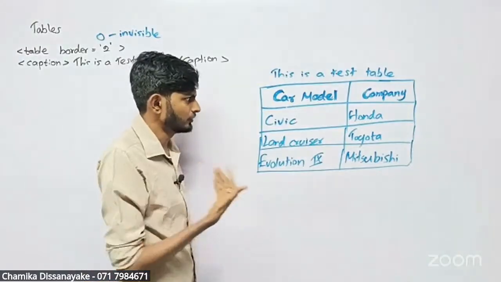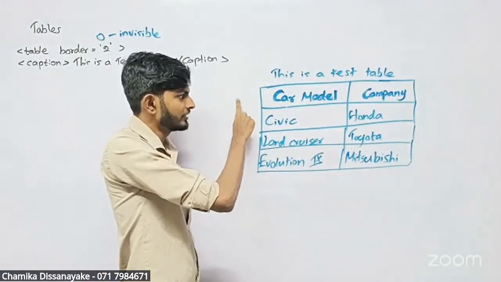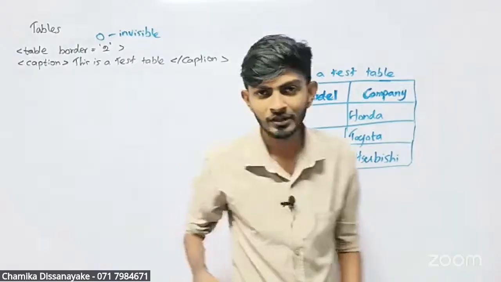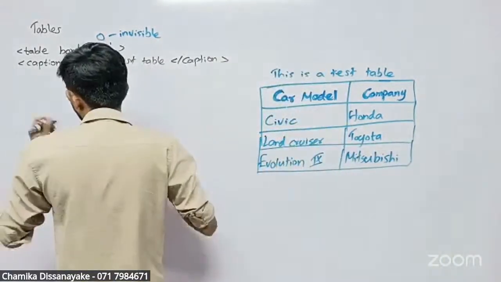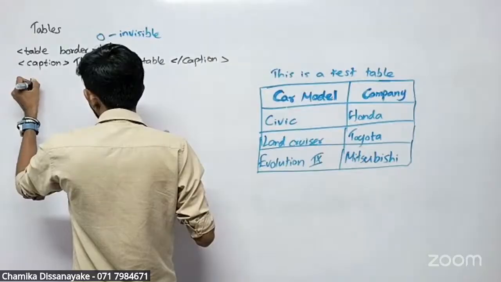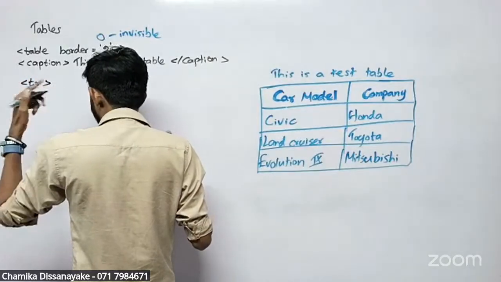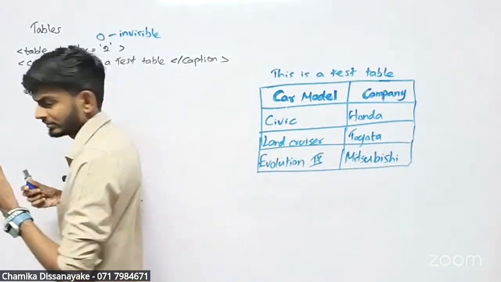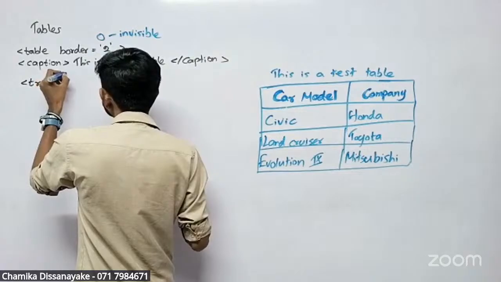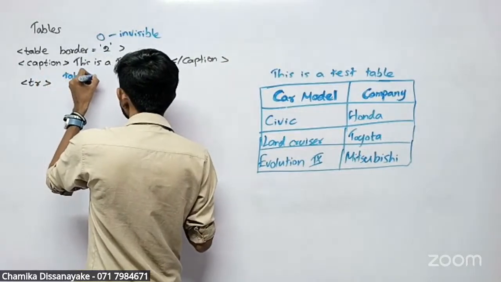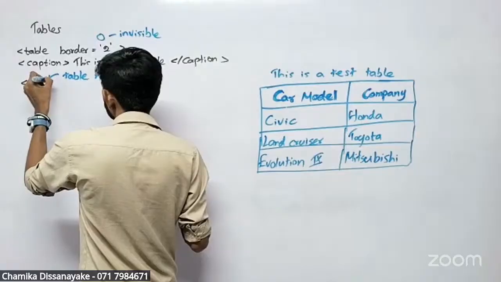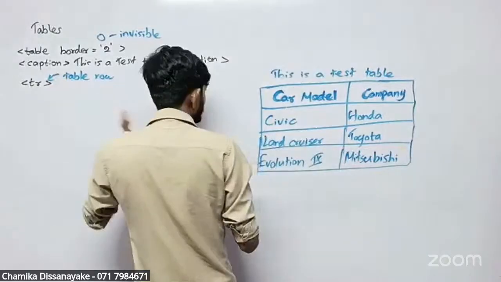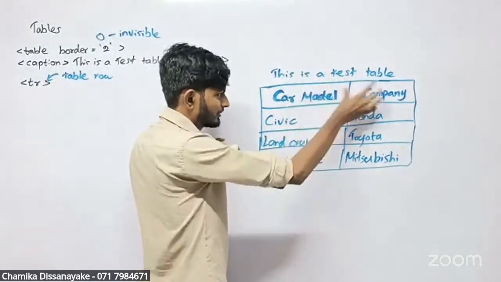As I told you, first of all, we are going to create this first row. Those are rows. To create the row, I have to put TR, which means table row. TR means table row. I will write it in here: table row. So first of all, I have created the row. Then I can add cells, or data.